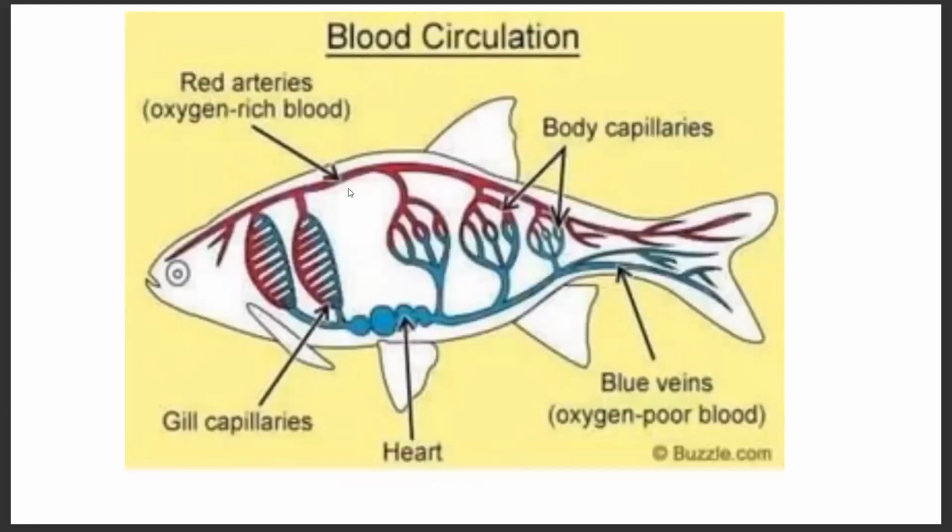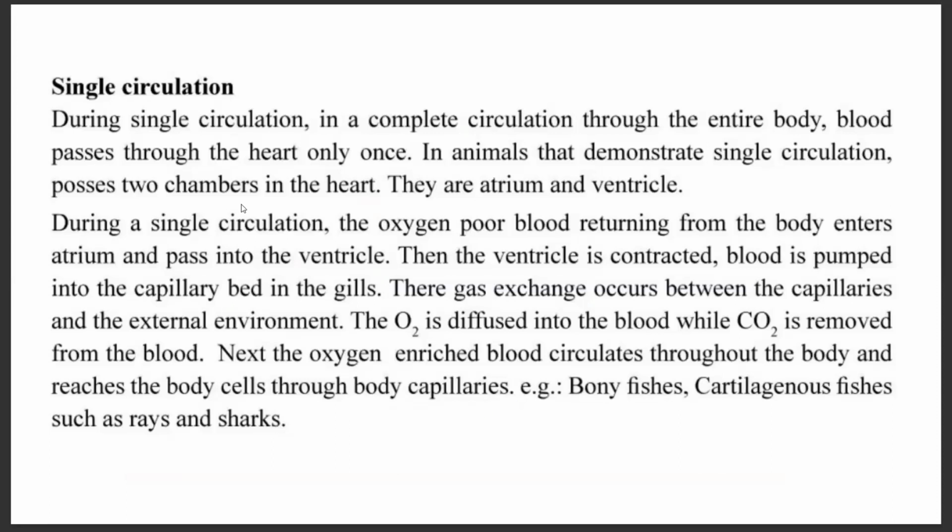Now here, this is the blood circulation of a fish. You can see the gill capillaries and the body capillaries. Blue color ones are the veins. They carry oxygen poor blood. Here you can see the heart with two chambers, atrium and ventricle. Okay. Single circulation. During single circulation, in a complete circulation throughout the entire body, blood passes through the heart only once.